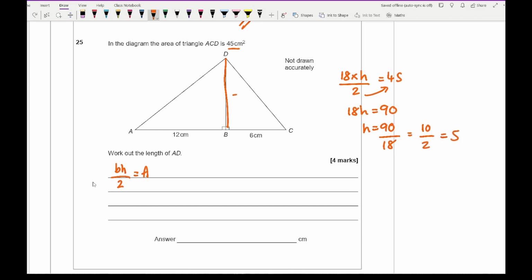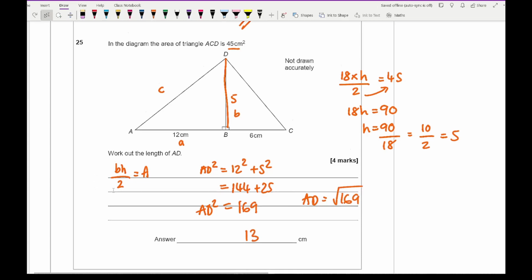So h equals 5. Then from this, what I can then do is use Pythagoras to then work out what AD is going to be. So here I've got, if I label this as A, B, and C, so here I've got that AD squared equals 12 squared plus 5 squared. 12 squared is 144 plus 25 is 169. And then so AD equals the square root of 169. You should know that 169 is a square number, and that square rooted is going to give me 13.